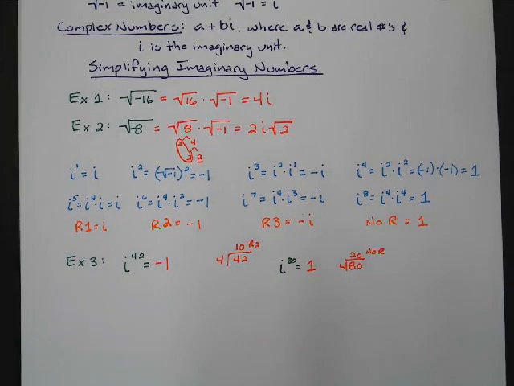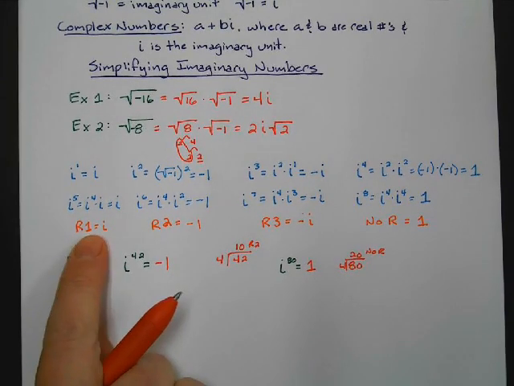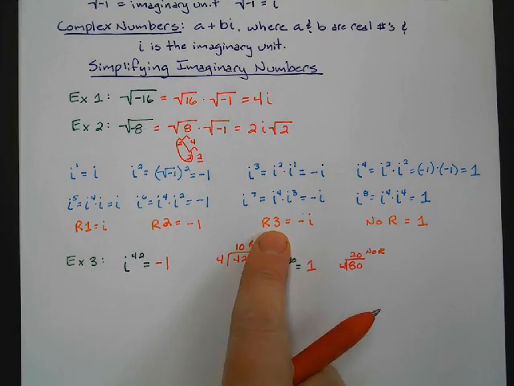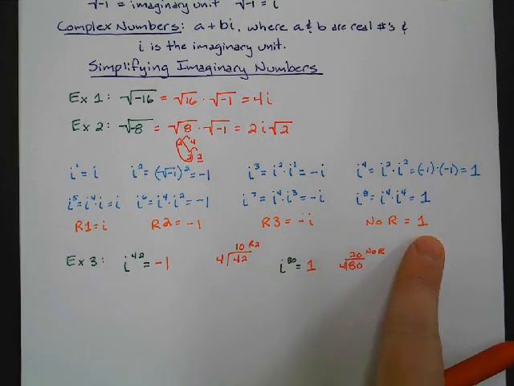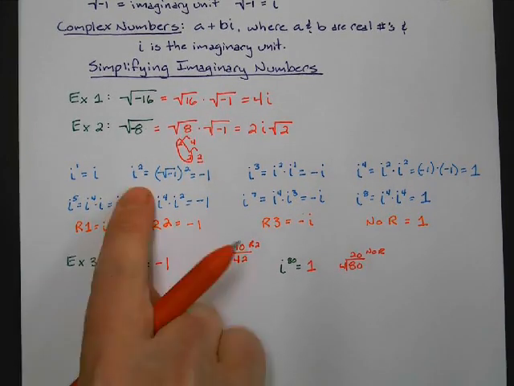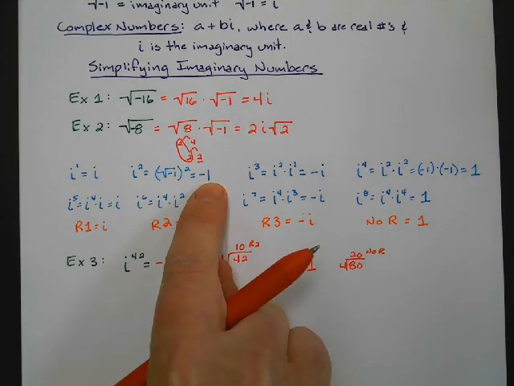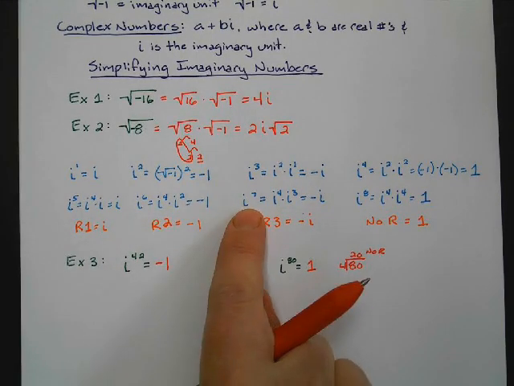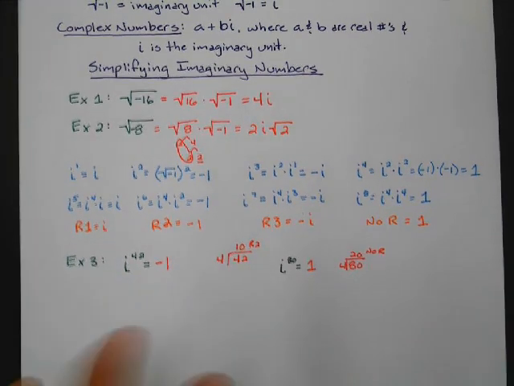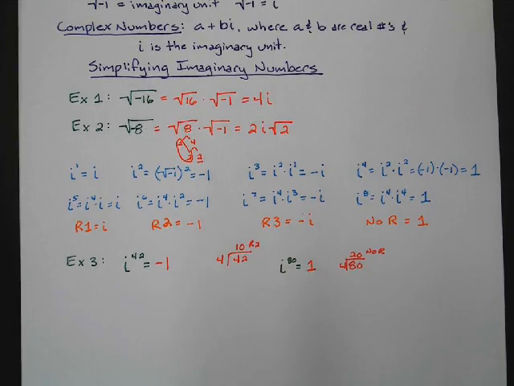So whatever power you get divided by 4, if you got a remainder of 1, your answer is i. Remainder of 2, answer is negative 1. Remainder of 3, negative i. And no remainder means that your answer is going to be 1 for that one. So your final answers should never have i to some kind of power. If you got i to the second in your answer, you need to change that to negative 1. If you got i to the 7th in your answer, you need to change that to negative i. There should never be an i to a power in any of your answers.